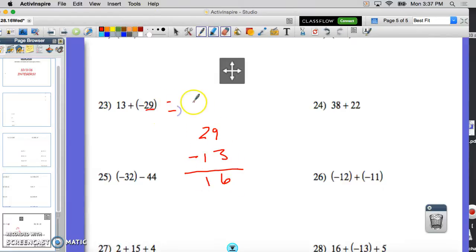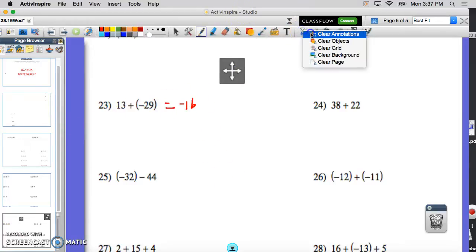So now I know my answer is 16, but I have to figure out if it's a positive or a negative 16. We do that by looking at the digits again. Remember, the digit here is 29. If I said look at the number, that would be negative 29. But I'm saying just look at the digit. So the digit is 29, and then the digit over here is 13. Which digit is bigger? 29. So now that I know that the 29 digit is bigger, I'm going to make sure that my answer has that sign with it. So my answer should be negative 16. So for number 23, answer is negative 16.